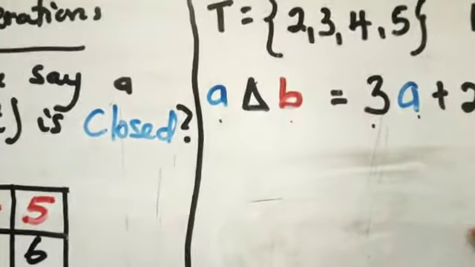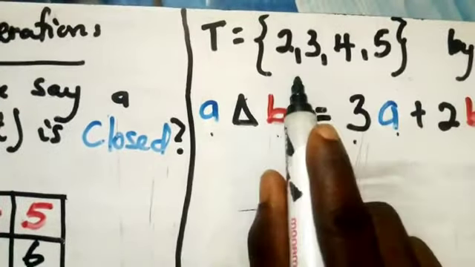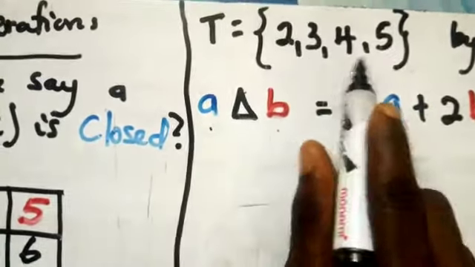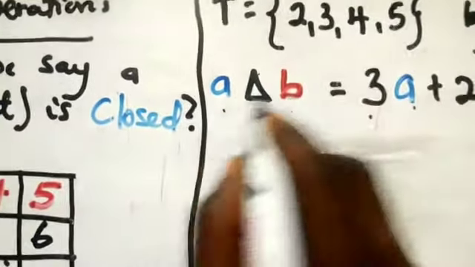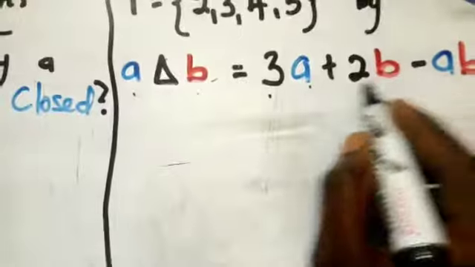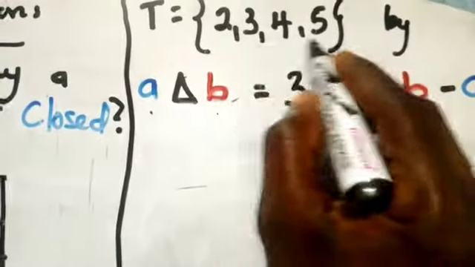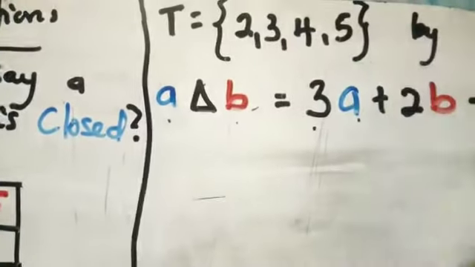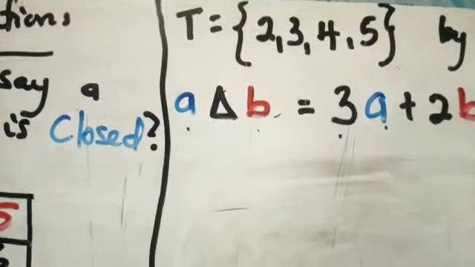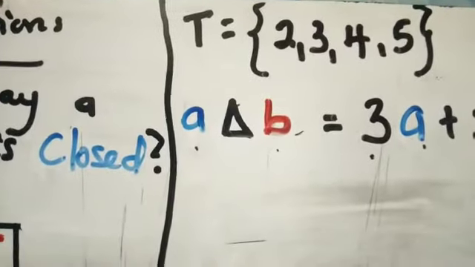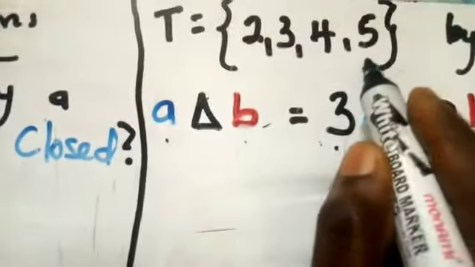So what I mean by that is that here we are having four people in the house, namely 2, 3, 4 and 5. Is that okay? So no matter what we do or how best we can combine them with the operation or the law being given to us, the answer that we get must be part of these 4 guys. Anything beyond that, then we can say that the set is not closed. Is that okay?